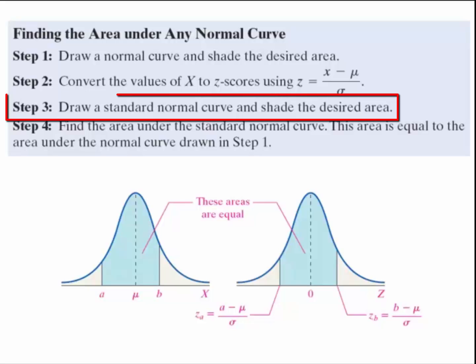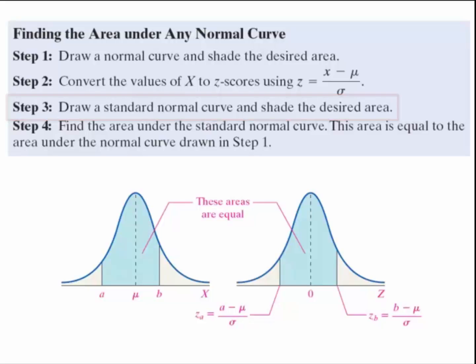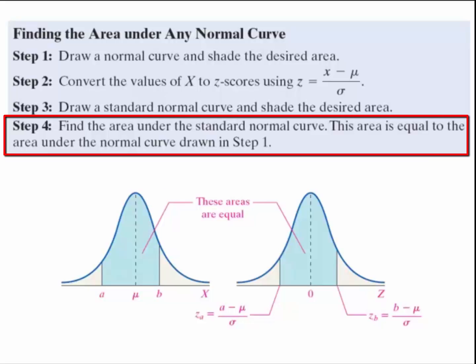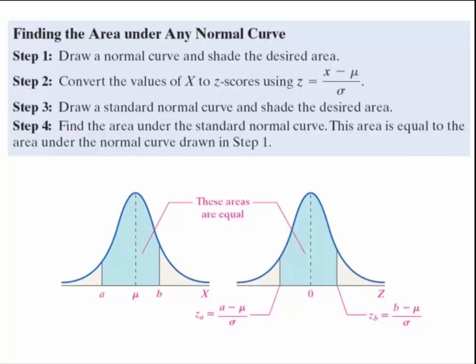Number 3, draw a standard normal curve and shade in the desired area. Step number 4, find the area under the standard normal curve by using table 5. This area is equal to the area under the normal curve drawn in step 1. Let's look at an example.